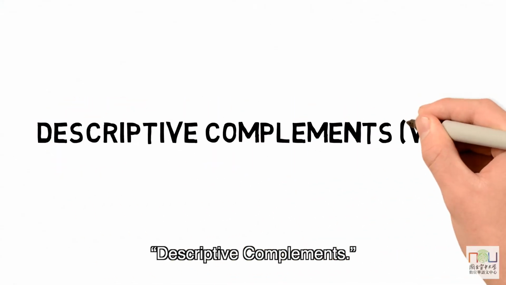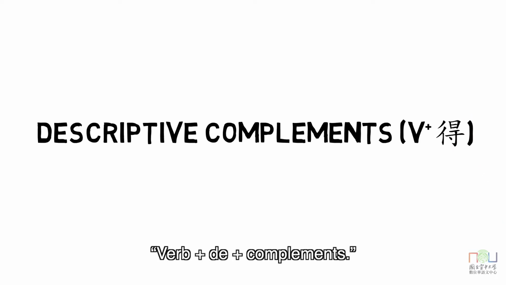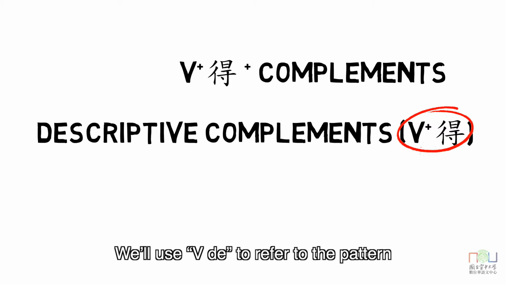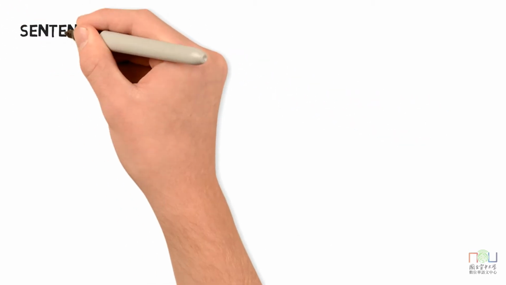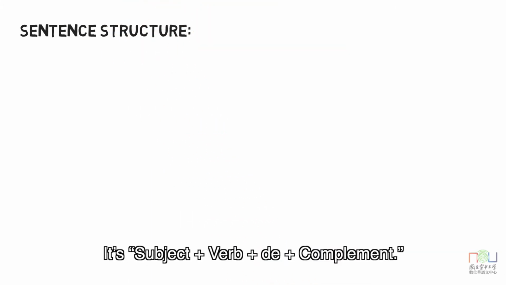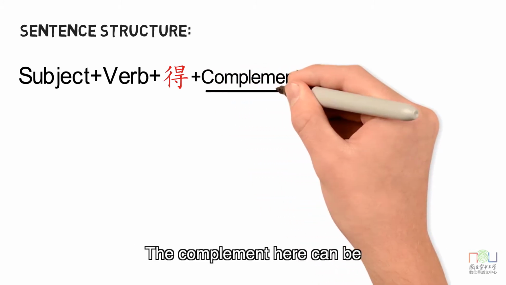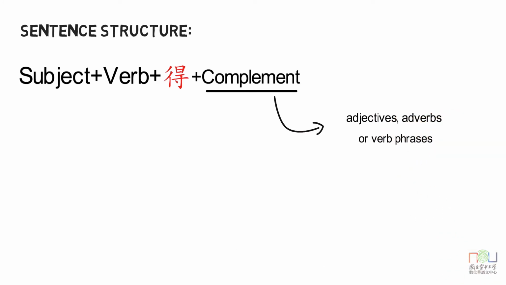Today we are going to review the descriptive complements. The pattern of descriptive complements is verb plus 得 plus complements. We'll use the 得 to refer to the pattern in the following examples. Let's first start with the sentence structure for descriptive complements. It's subject plus verb plus 得 plus complement. The complement here can be adjectives, adverbs, or verb phrases.